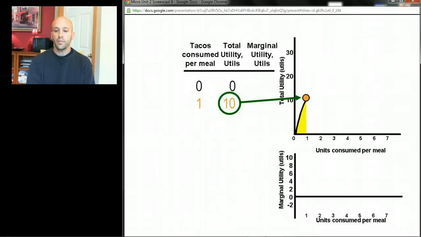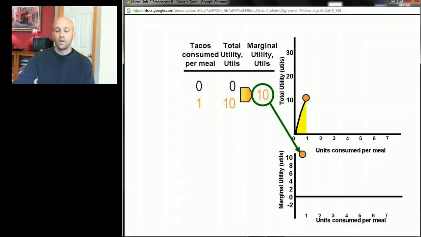In the graph on the top, I'm graphing out total utility, total happiness from various quantities of tacos. And in the graph on the bottom right, I'm going to map out marginal utility. How much extra happiness am I getting from each taco I consume? So let's say you eat the first taco and it gives you 10 units of utility. That would be 1 point in the graph in the upper right. The marginal utility of that first taco is 10. You're getting 10 more units of happiness than you were getting with 0 tacos.